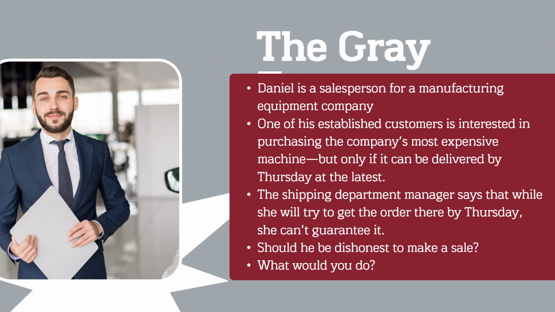Now let's take these principles in this lesson and apply it to a situation so we can continue to develop strong ethics and character in business through the gray zone. Now, Daniel is a salesperson for a manufacturing equipment company. One of his established customers is interested in purchasing the company's most expensive machine, but only if it can be delivered by Thursday at the latest. The shipping department has told Daniel that she will try to get the order there by Thursday, but she can't guarantee it. So, what should he do?